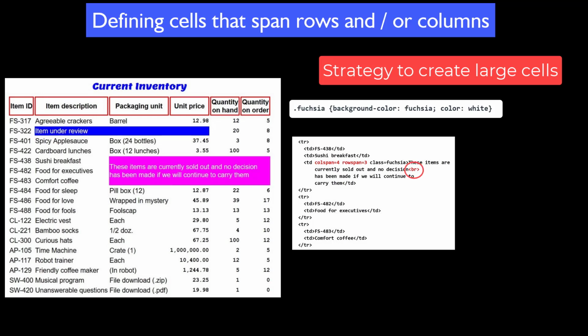Notice the BR element in the text for the large cell. By default, the browser will make cells as wide as the widest cell content in a column. So if we did not have the BR element, the cell would be much wider because the text would be seen as one long line. Cells may not overlap each other.